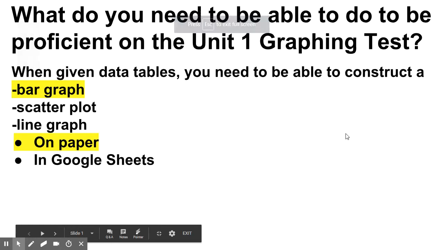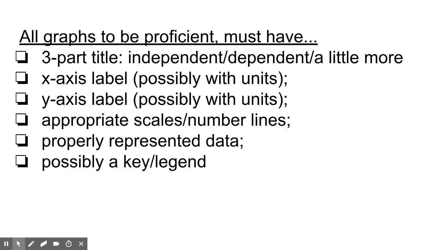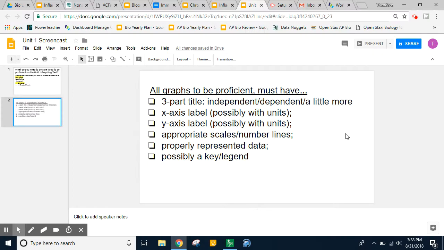All right, everybody. This screencast is meant to help you be able to do a bar graph on paper. We're going to cover all the requirements for proficiency: a three-part title, X and Y axis labels, appropriate scales or number lines, properly represented data, and possibly a key or a legend. So without further ado, let's look at some paper.